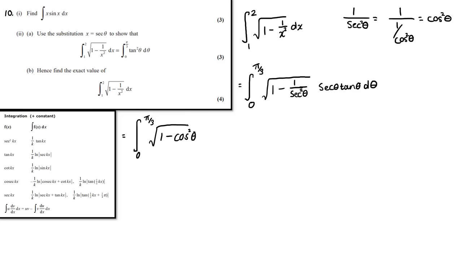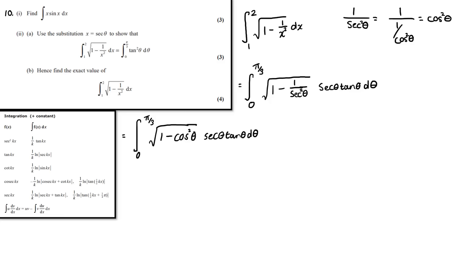1 minus cos squared theta, and we've still got our sec theta, tan theta, d theta. Okay, but at this point, this should look a lot more promising now. We've got the square root of 1 minus cos squared theta. And again, we need to use our identities here.